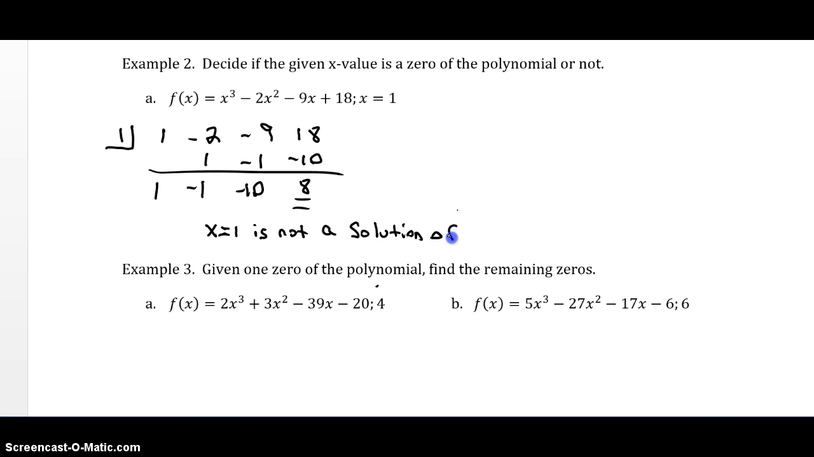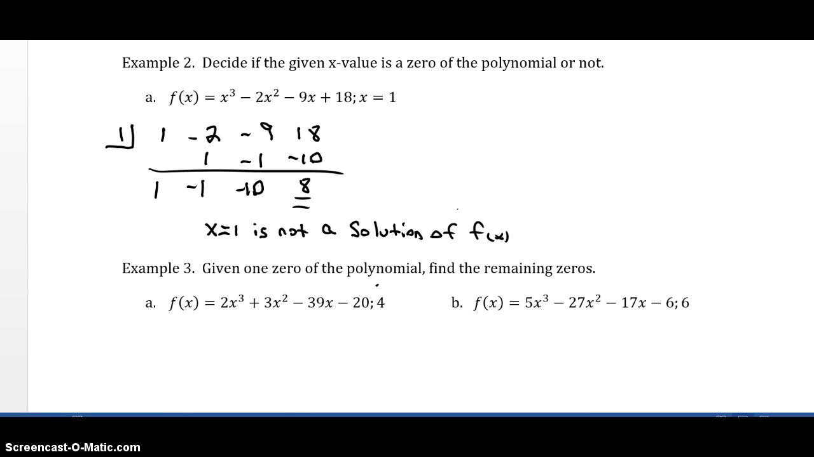Of f of x. Now I want to backtrack just for a second here, and another way to ask this question would be if x equals 1 is a solution, then x minus 1 would be a factor. So instead of saying is x equals 1 a solution, I could ask is x minus 1 a factor of f of x. I should put is in front. So this is another way to ask that.